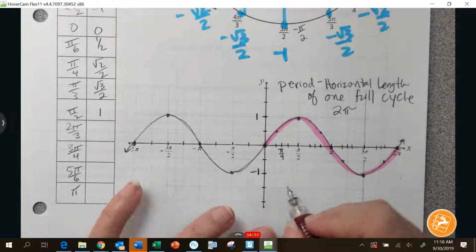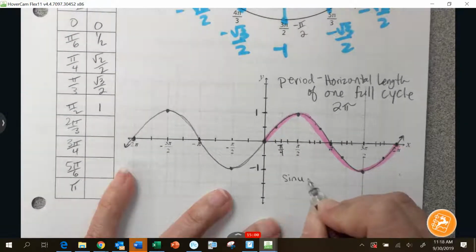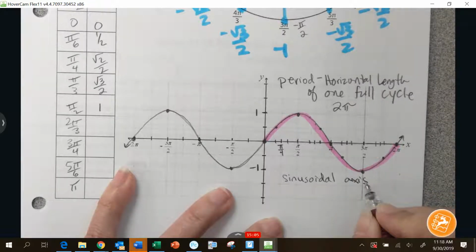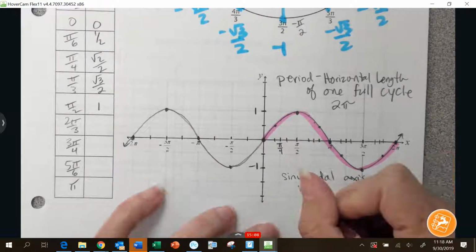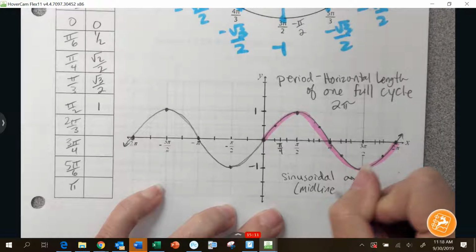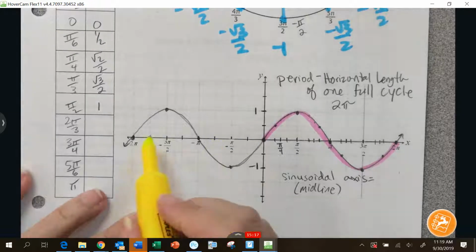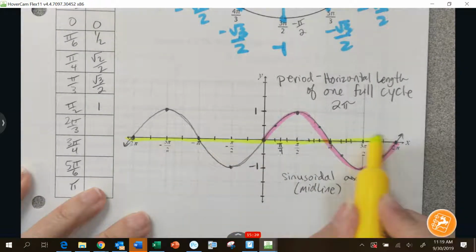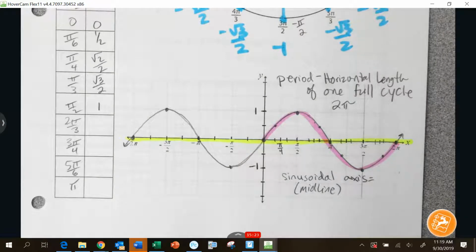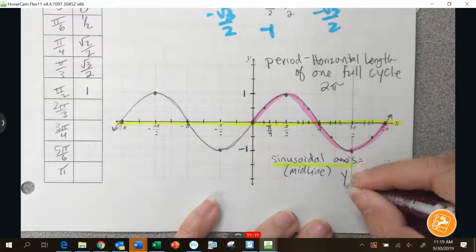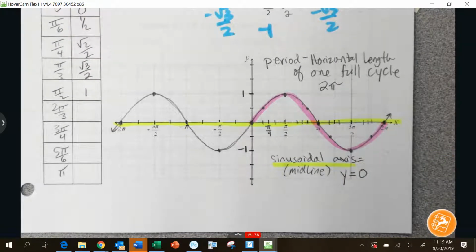Something else about this. There's something called a sinusoidal axis. This is the midline. So this is an equation of the line that would pass through the very middle of this graph. The sinusoidal axis. What equation is that yellow line I just drew? Y equals 0.